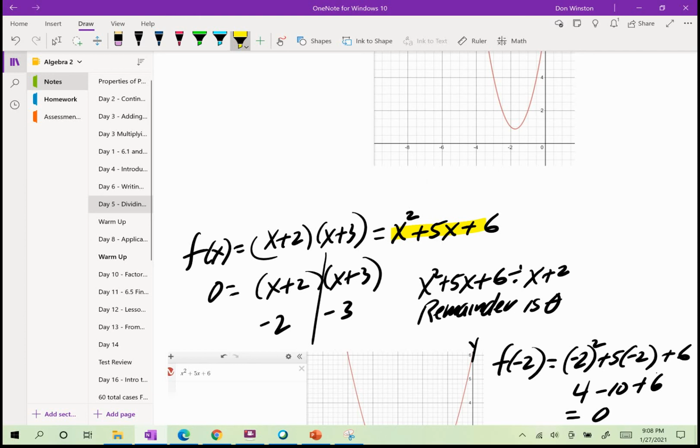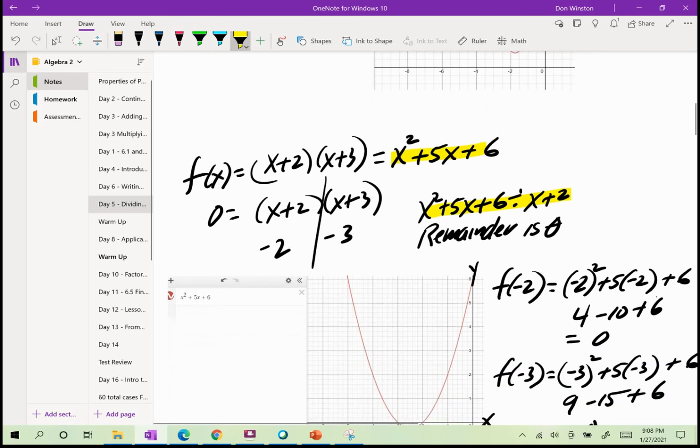Okay, so if I take x squared plus 5x plus 6 and I divide it by x plus 2, I should get a remainder of 0. But now notice here, if I find the zeros of that polynomial x squared plus 5x plus 6, the factors are x plus 2 and x plus 3. If I find the zeros, I get negative 2 and negative 3.